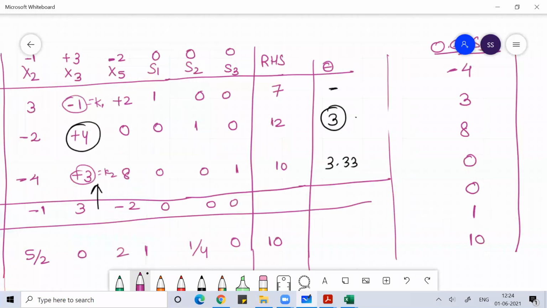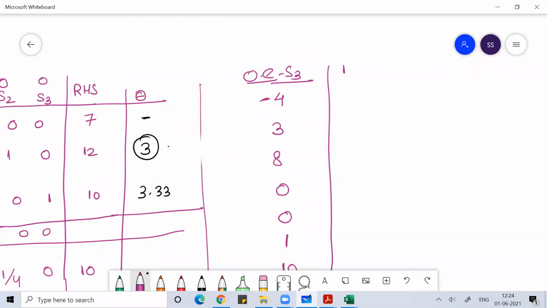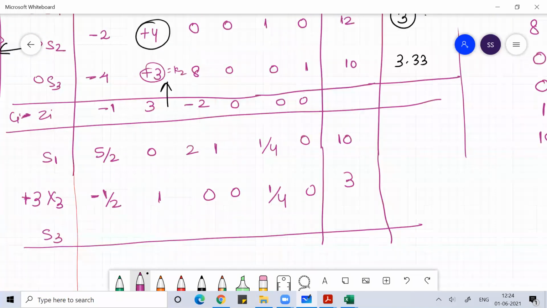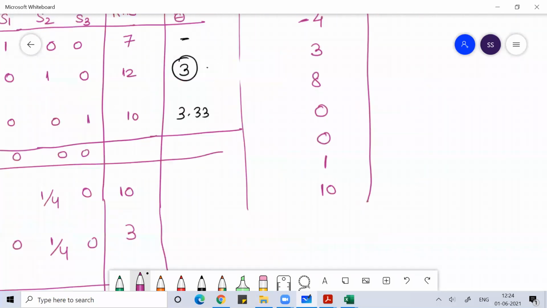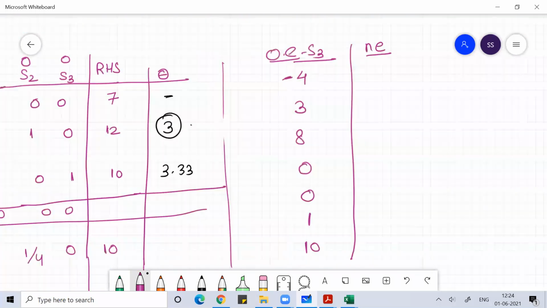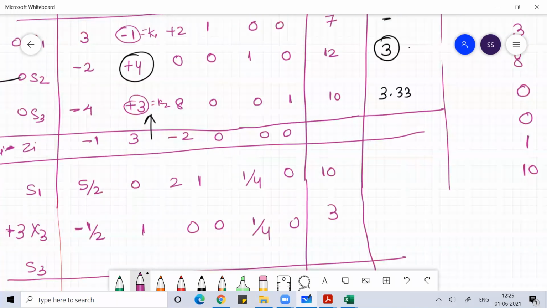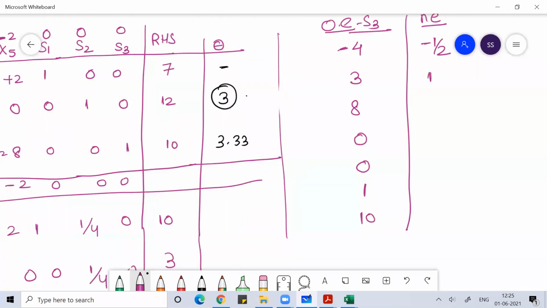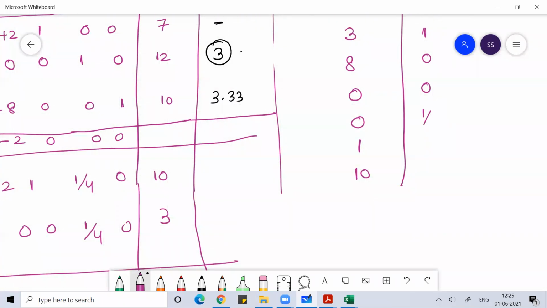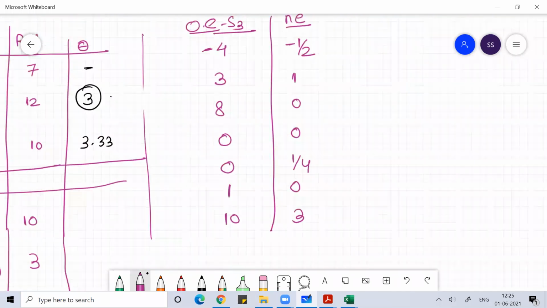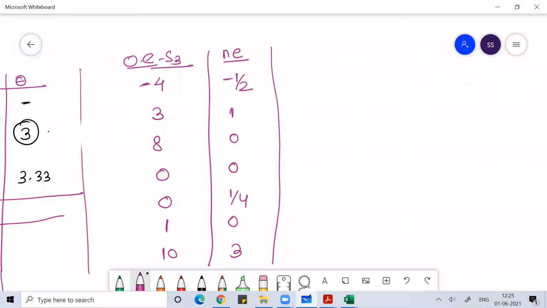The constant here is plus 3, so you can use the new element. What is your new element? The new element is -1 by 2, 1, 0, 0, 1 by 4, 0, and 3. This is plus 3. So old element minus 3 into new element.